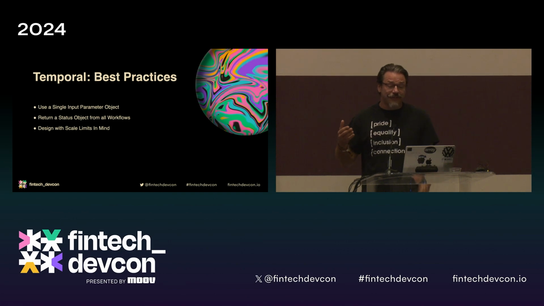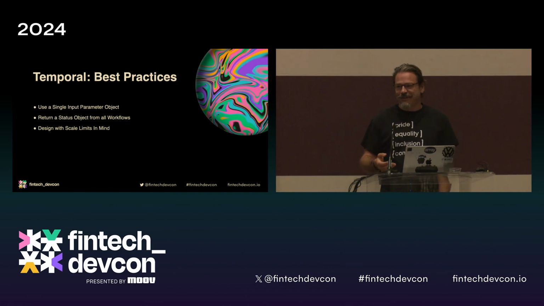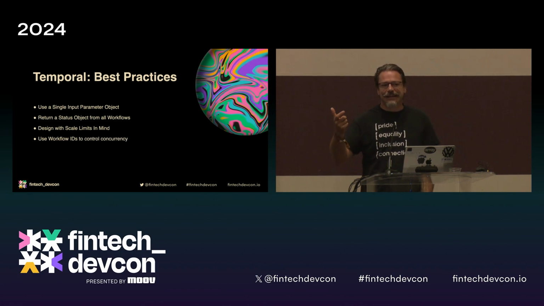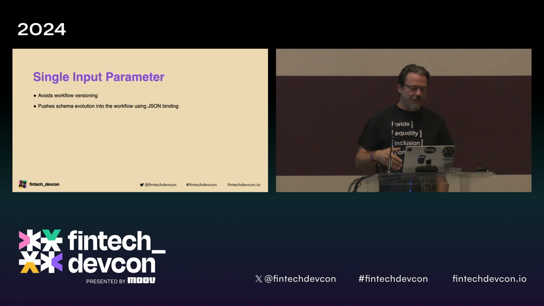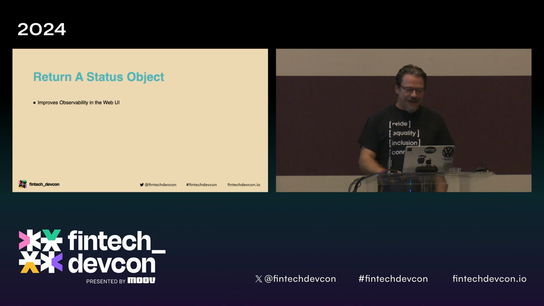You need to design with the scale limits in mind. Temporal is very scalable. It does have some limits in terms of what it can actually do. And you should use workflow IDs to control concurrency. That ID is important. Temporal will not run duplicate workflows. So that single input parameter avoids that workflow versioning. It pushes schema evolution into the workflow using that JSON binding. That status object is that improved visibility.